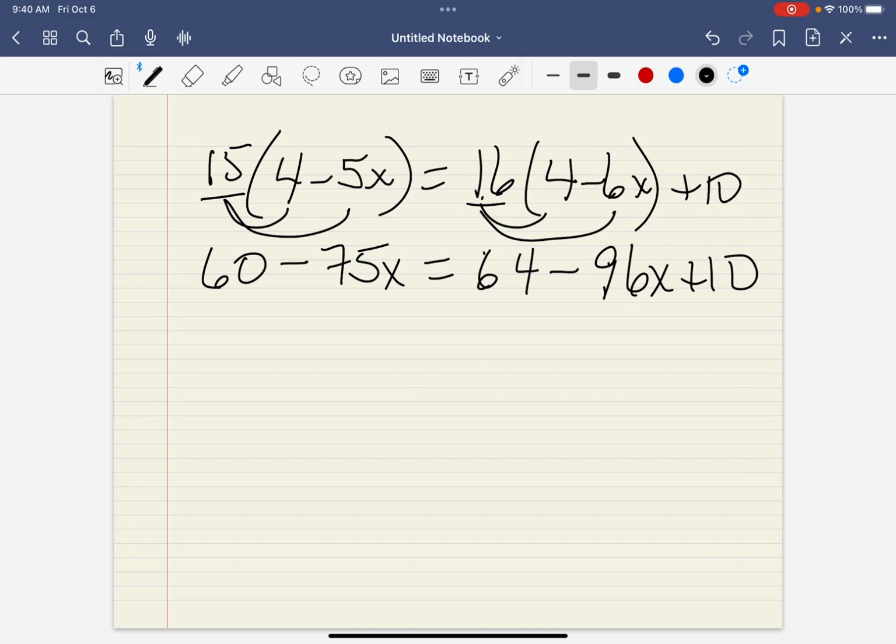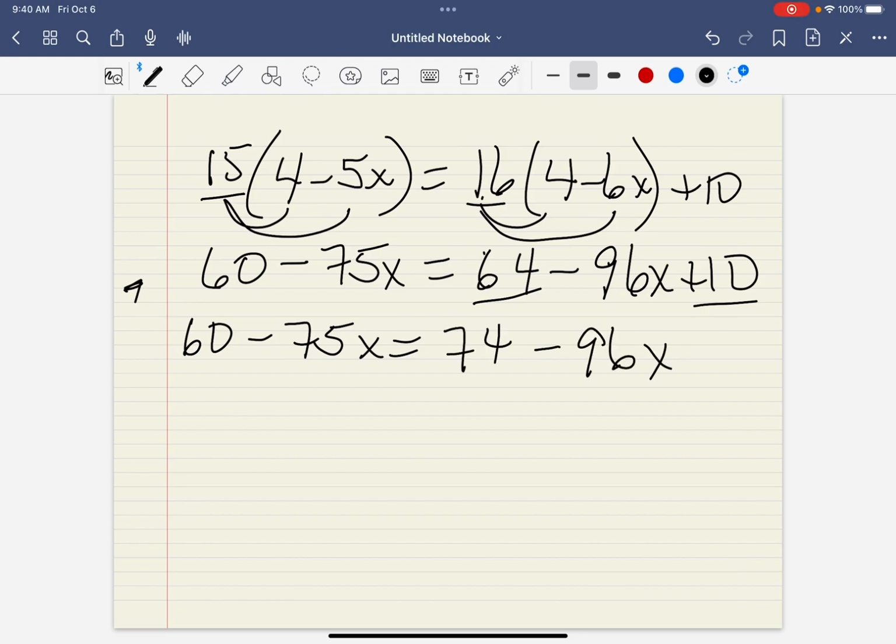So there's nothing to combine on the left side. We're good there. But on the right side, we have 64 plus 10. So we bring the 60 minus 75x down. And we add 64 plus 10, which is 74 minus 96x. Okay, so now which way do you think we should go? Do we add 75x or do we add 96x? Well, 96 is bigger than 75, so we're going to add 96x.